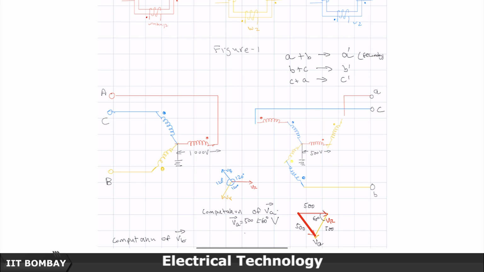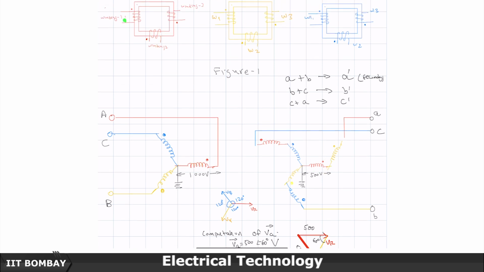For this, red is the A phase. On the secondary side, this winding is one of the secondary windings. Magnetically, these three windings are perfectly coupled, so the same flux flows through it.